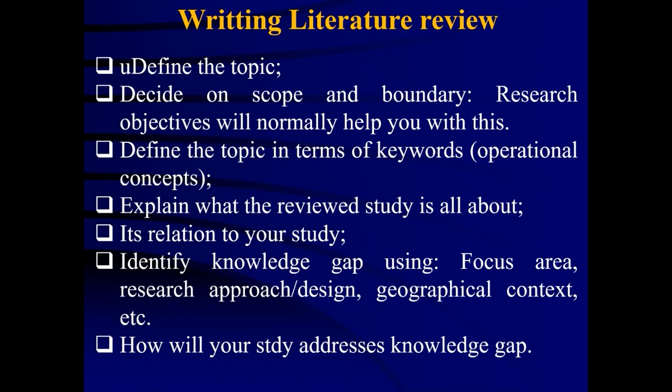And then you explain what the reviewed study is all about. That's the actual reviewing of your literature. And then you also articulate its relation to your study. And then you bring in the knowledge gap. You identify the knowledge gap within that particular literature that you are reviewing. And then when you identify the knowledge gap, you can use the focus area, the research approach or design, or the geographical context. So maybe you may find that the studies are conducted in different contexts, and then you bring that as your knowledge gap to bring the argument that these studies were conducted in different areas.